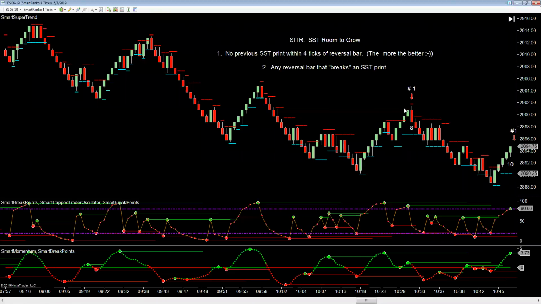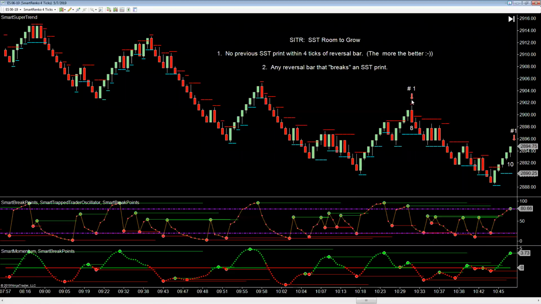So the first situation we have here is simply we have a red reversal bar. These are our Smart Renko bars. They are proprietary bars that Rob spent years working on and refining. And on this chart, each reversal bar is 8 ticks, and each continuation bar is 4 ticks. 1 full point right there, 1 point right there.